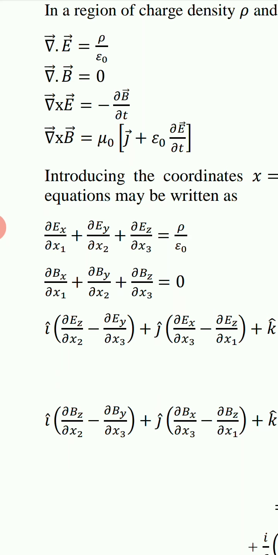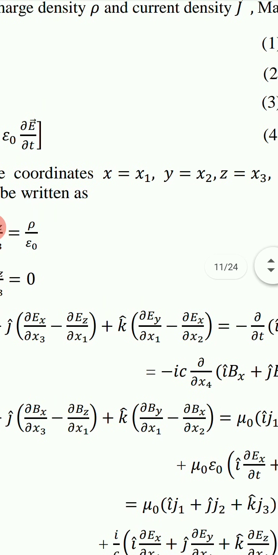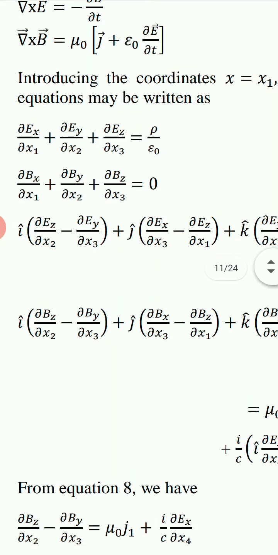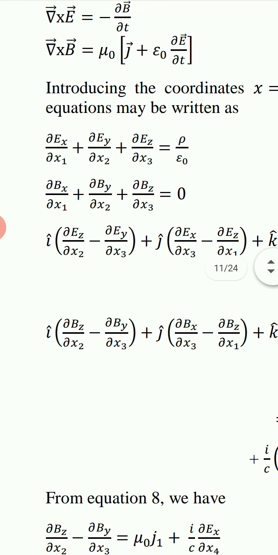Here epsilon 0 and mu 0 are the permittivity and permeability for free space; the subscript 0 is used for free space. Rho is charge density and J vector is current density. Introducing the coordinates x equal to x1, y equal to x2, z equal to x3, and ict equal to x4, Maxwell's field equations may be written as.